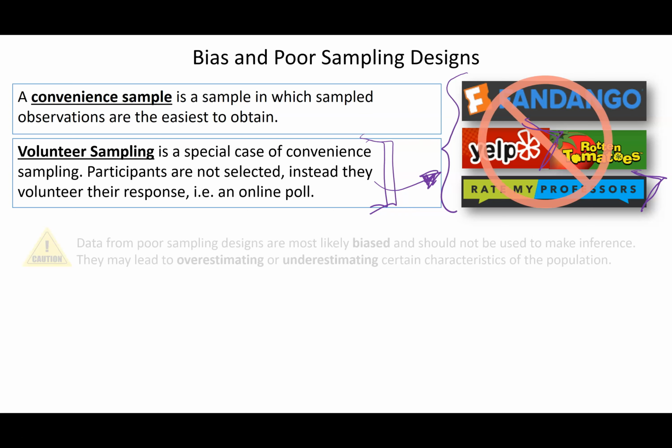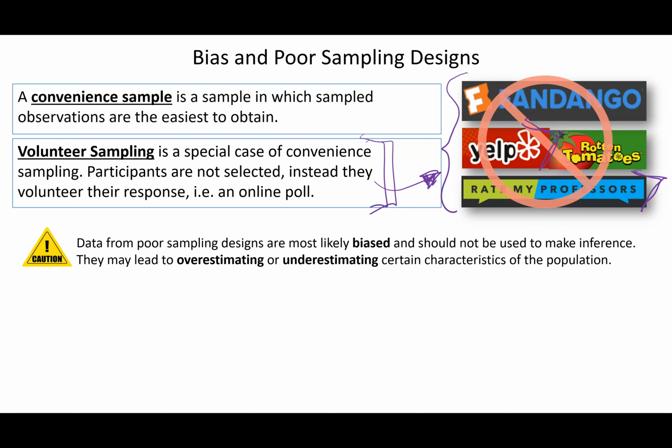So, very problematic. When you get data from these poor sampling designs, it really limits what we can say about the results. It usually biases our results, so it makes them inaccurate for the population of interest. A lot of times this will lead to us overestimating or underestimating certain characteristics.